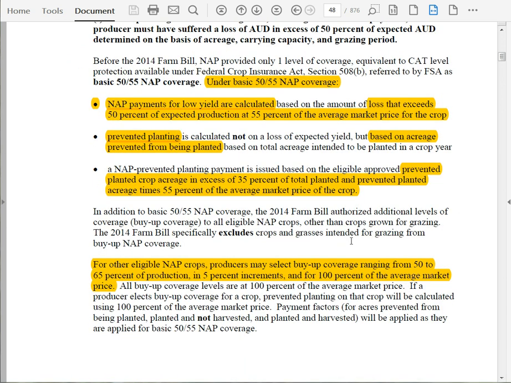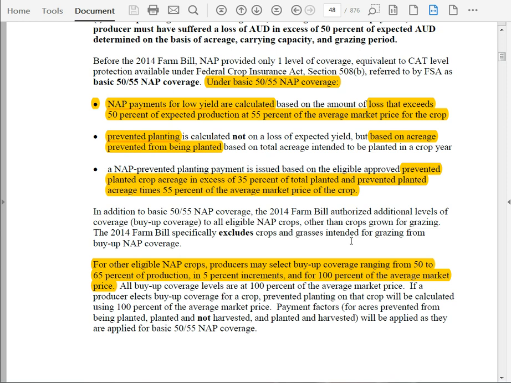Paragraph 50b gives us a good explanation of what basic coverage offers. When a producer plants a crop which is later affected by a disaster event, we consider that as being a loss of yield or production. Under basic coverage, the deductible is 50% of the expected crop, meaning we'll calculate a payment when the amount of crop loss exceeds 50% of what the crop was expected to produce.